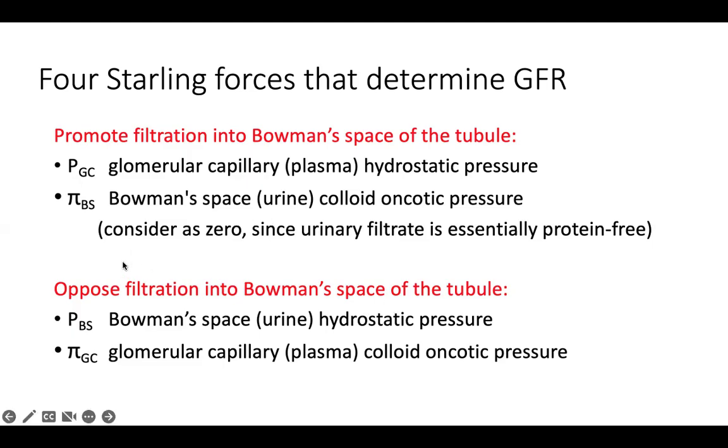You should not be losing proteins into the Bowman space. And then what is opposing filtration is going to be hydrostatic pressure in Bowman space, so that's PBS, pressure of the Bowman space. And then the colloid pressure on the glomerular capillary side, in the endothelial space, so that's going to be pi GC, which is the colloid oncotic pressure of the glomerular capillary.